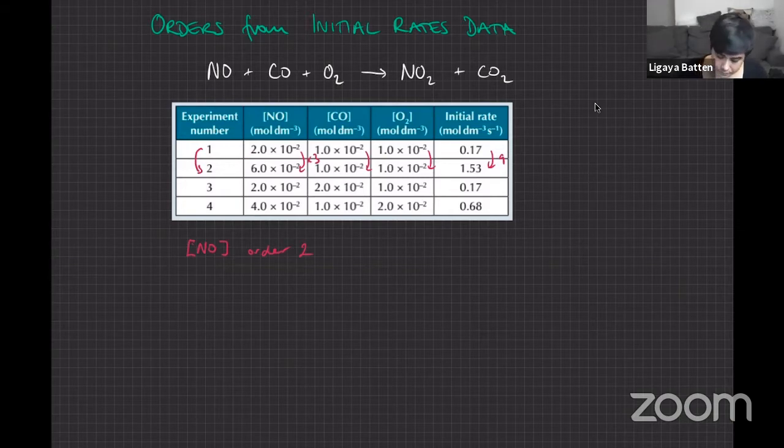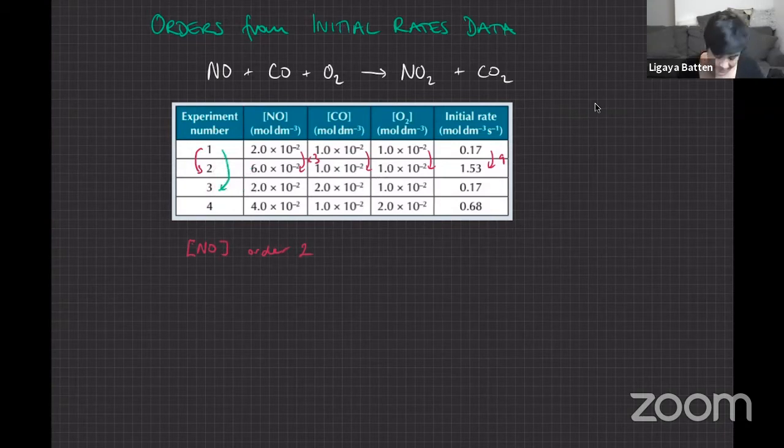Okay, I'll change the color. Let's look at experiments 2 and 3 now. I'm just looking at it, and actually that's not making a lot of sense, because this is now going down, decreasing by 3, and this is increasing by 2, so that's a little bit confusing. So instead of comparing experiments 2 and 3, we're going to compare experiments 1 and 3.